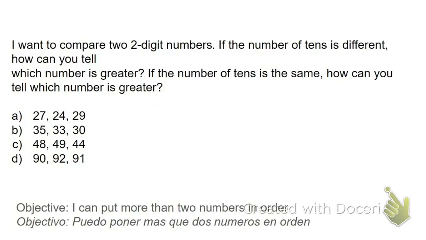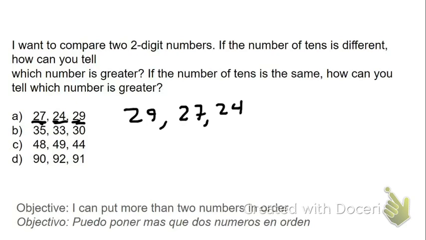So for 27, 24, and 29, the tens place is all 2. So I need to look at the ones place. Which one has the largest ones place? Well, that would be 29. 29. 27 is the next largest one. I'm going to write a comma so that I know that these are two different numbers. 27, and then 24. Cool.